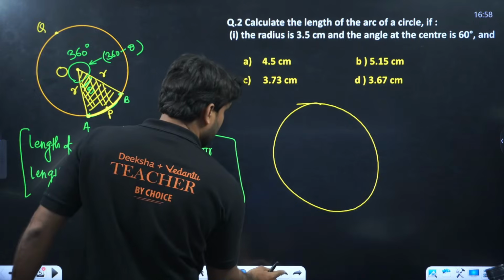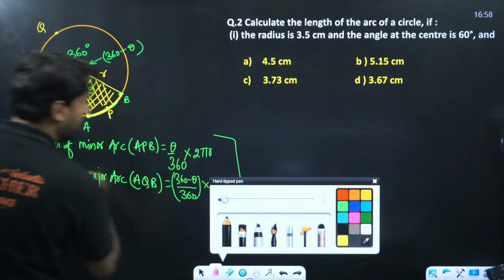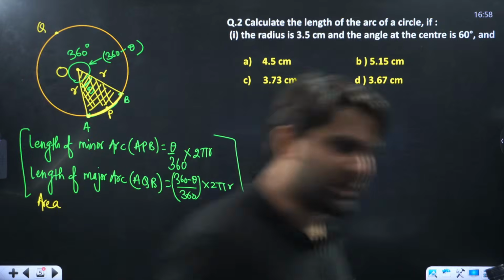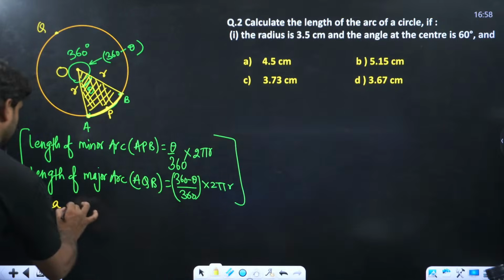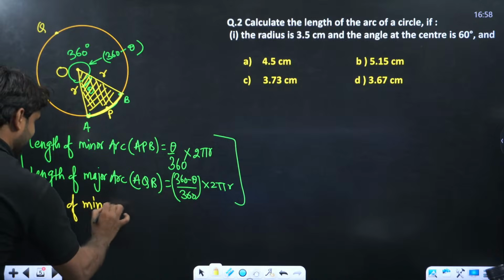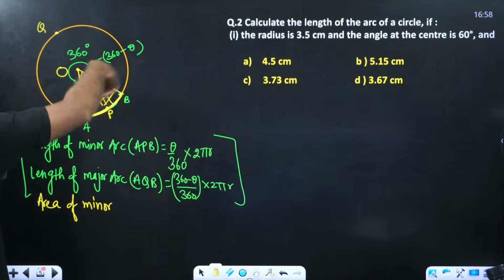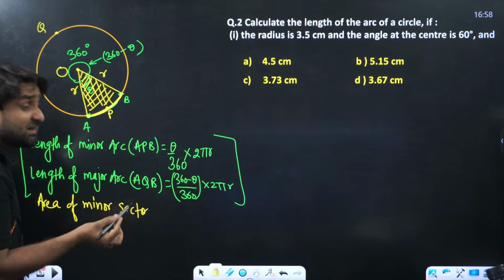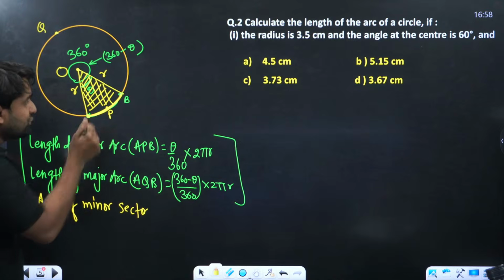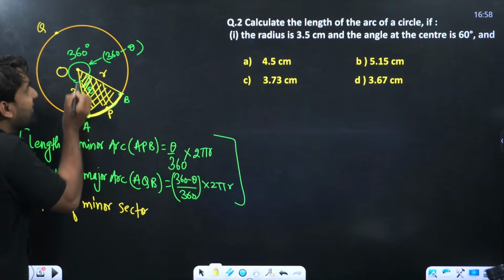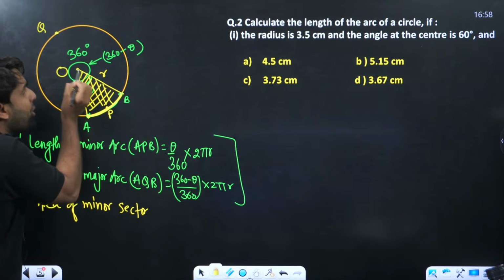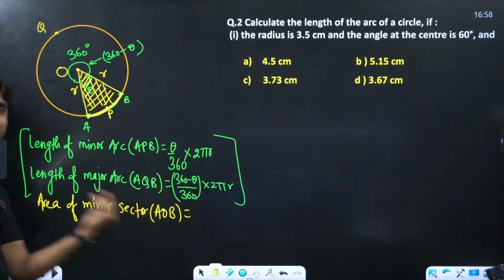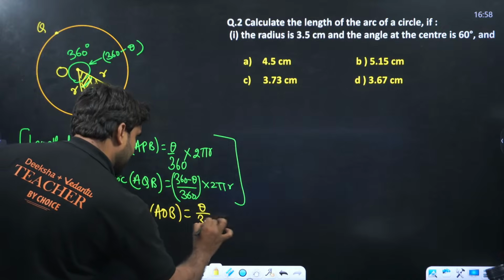Okay, moving ahead. Now two more formulas are there. Area of minor sector, sorry, an arc can't have any area because an arc is a length, it means boundary. So area of minor sector, and the minor sector is made up of the minor arc. So this is minor arc APB, and this will be the minor sector AOB. Area of minor sector AOB, and the formula will look like theta by 360.